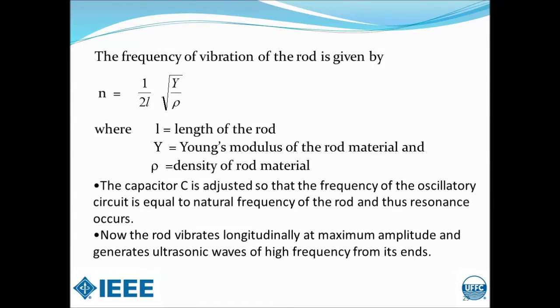The rod's frequency of vibration is given as a function of the length of the rod, the Young's modulus of the rod, and the density of the rod. The capacitor used here is adjusted so that the frequency of the oscillatory circuit is equal to the natural frequency of the rod, producing resonance. Now the rod vibrates longitudinally at its maximum amplitude and generates ultrasonic waves of high frequency on both ends.